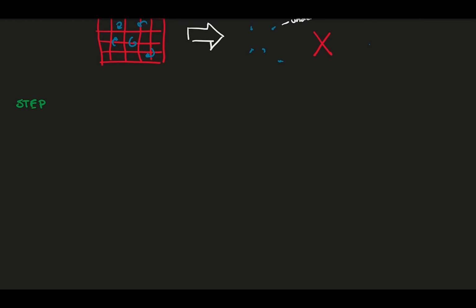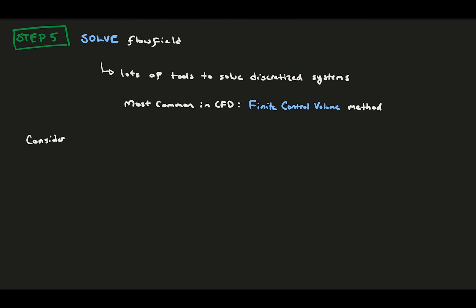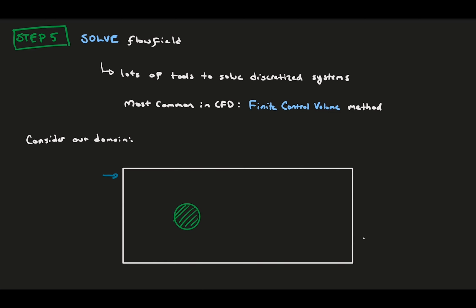The next step is to go ahead and solve the flow field. There are a ton of tools out there to solve discretized systems, like finite element methods, finite difference methods, but the one that's most predominant in fluid mechanics is finite control volume methods. To best understand it, let's bring up our domain again. Here we have the boundary conditions labeled, and our cylinder is ready to go. In the bottom corner, let's consider a single cell of our mesh and zoom in on it.